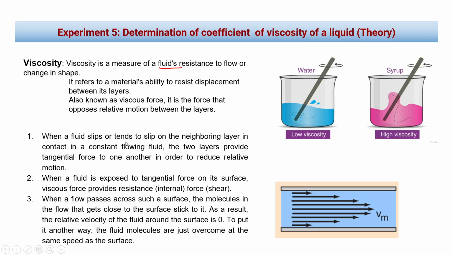When a fluid slips or tends to slip on a neighboring layer in contact in a constantly flowing fluid, the two layers provide tangential force to one another in order to reduce relative motion. So imagine that this is the liquid and this is some container. The top and bottom are the walls of that container, and it's a cross-sectional view of whatever container or horizontal pipe this is.